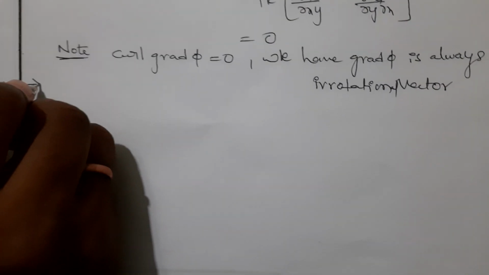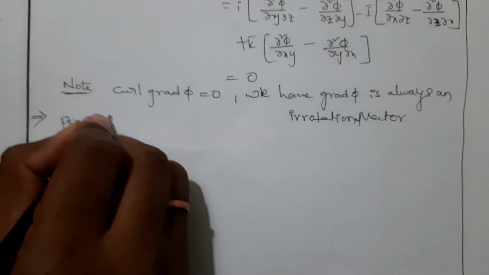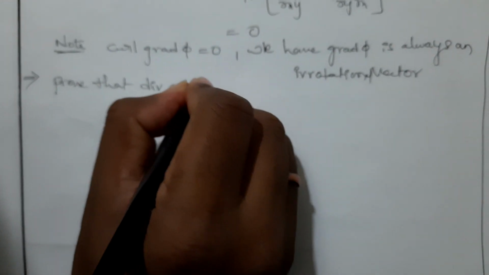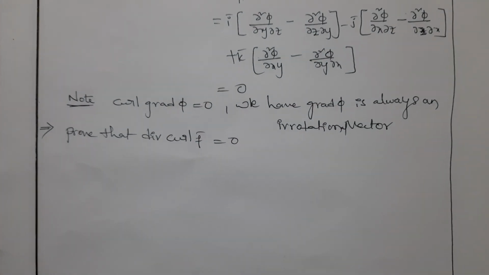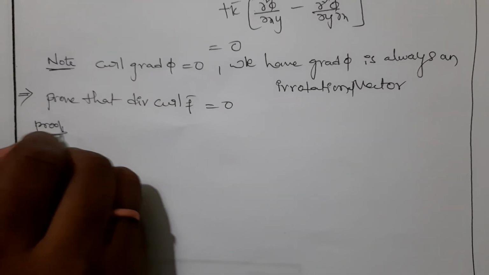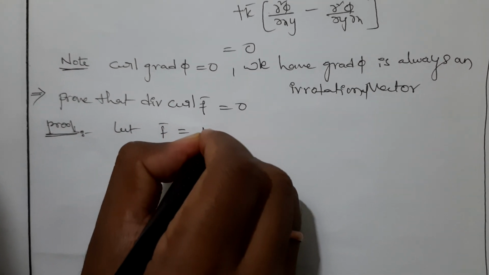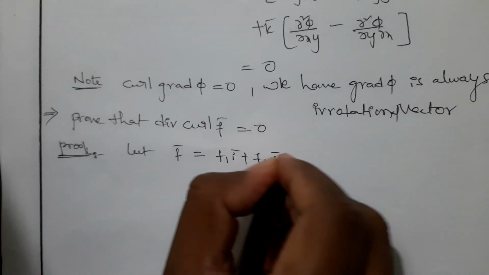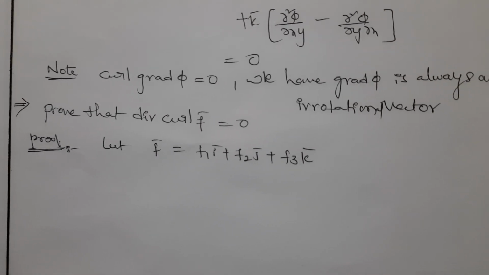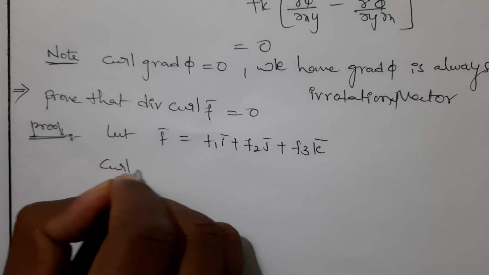Next, prove that divergence of curl f bar is equal to 0. What is the curl f bar value? Proof: let f bar is equal to f1 into i bar plus f2 into j bar plus f3 into k bar be a vector function, then curl f bar is equal to, first we can find curl f bar.